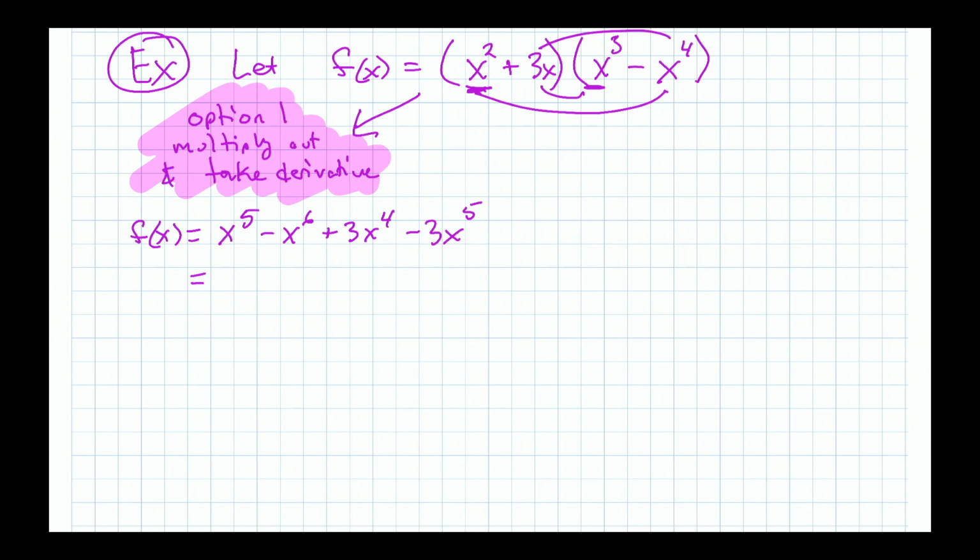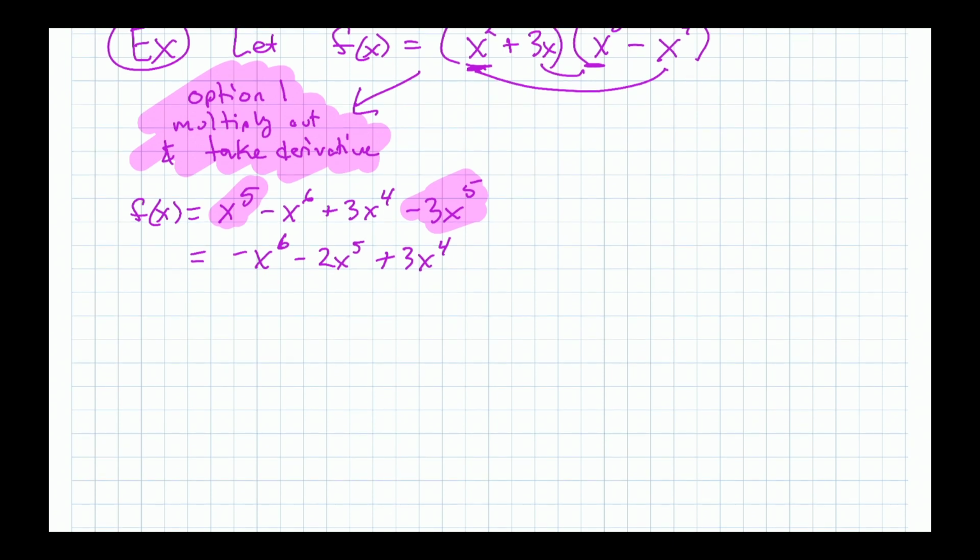which is, in order, let's just write it in descending order. Negative x to the sixth. Then I've got like terms here for the x to the fifth and the 3x to the fifth. That is going to be minus 2x to the fifth and then plus 3x to the fourth. Is that right? Did I do that right? 5, 6, 4, 5. Okay, that looks right.